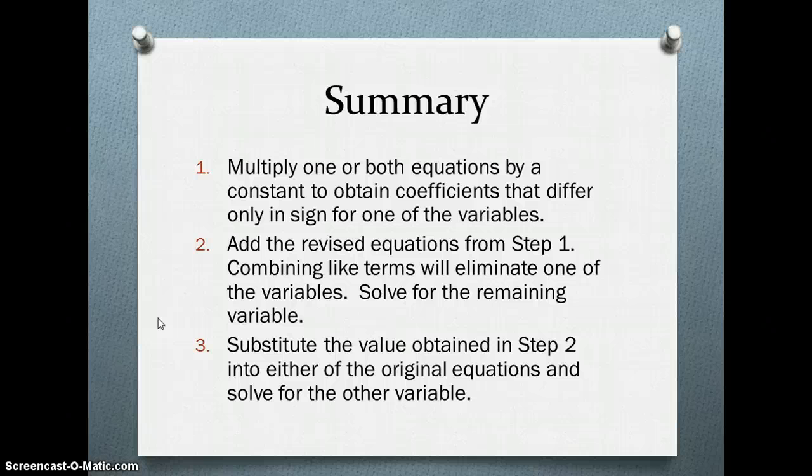So here's our summary. We multiply one or both of the equations by a constant to obtain coefficients that differ only in sign for one of the variables. That means they're the same number but different signs. We then will add the revised equations together from step 1. When we combine the like terms, we'll eliminate one of those variables. So we'll have an equation in one variable. Once we do that, we substitute that value back into the original equation and get our other value for our ordered pair. That is how we'll solve the systems.